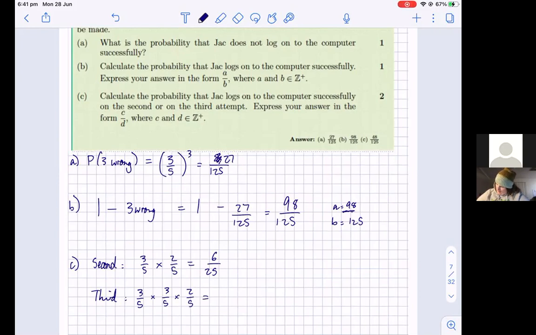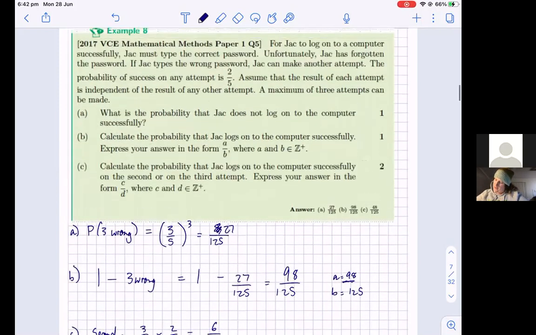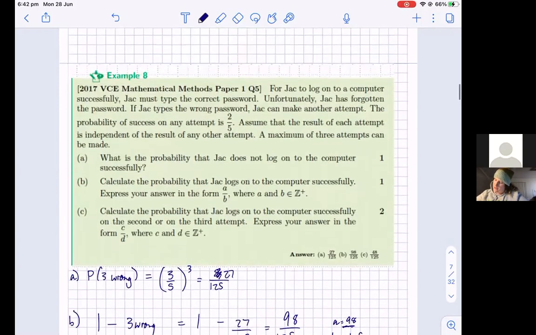So that's 18 on 125. So together, we've got 6 on 25 plus 18 on 125, which gives us 48 on 125. That's a VCAA question. I don't think they had a calculator for that question.